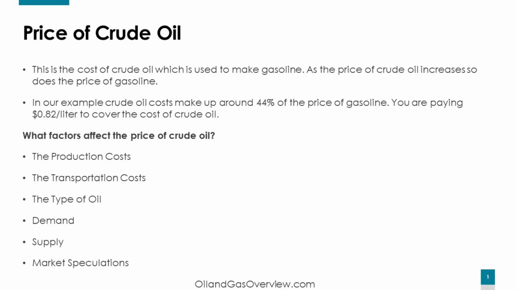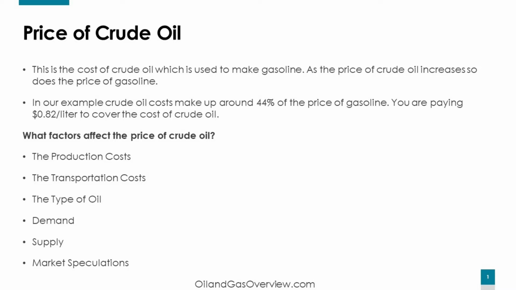So what factors affect the price of crude oil in the first place? The first one is production cost. It's the cost of getting the oil from the ground and to the surface. Then we have transportation costs, and that's the cost to get oil from the field to the refinery, where it can be converted into the gasoline.